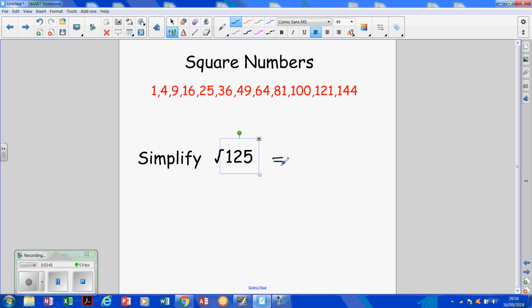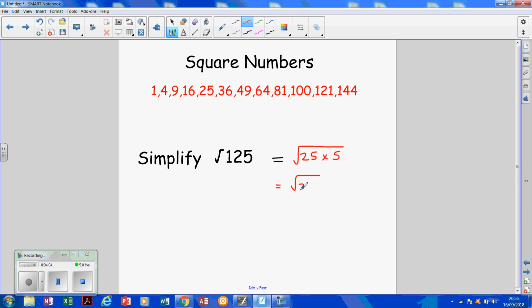Square root of 125. If you look down the list, the biggest square number that divides into 125 is 25. So that becomes 25 multiplied by, it goes 5 times. Split the root sign, so it's the square root of 25 multiplied by root 5. And we know the square root of 25 is 5, so the answer is 5 root 5.